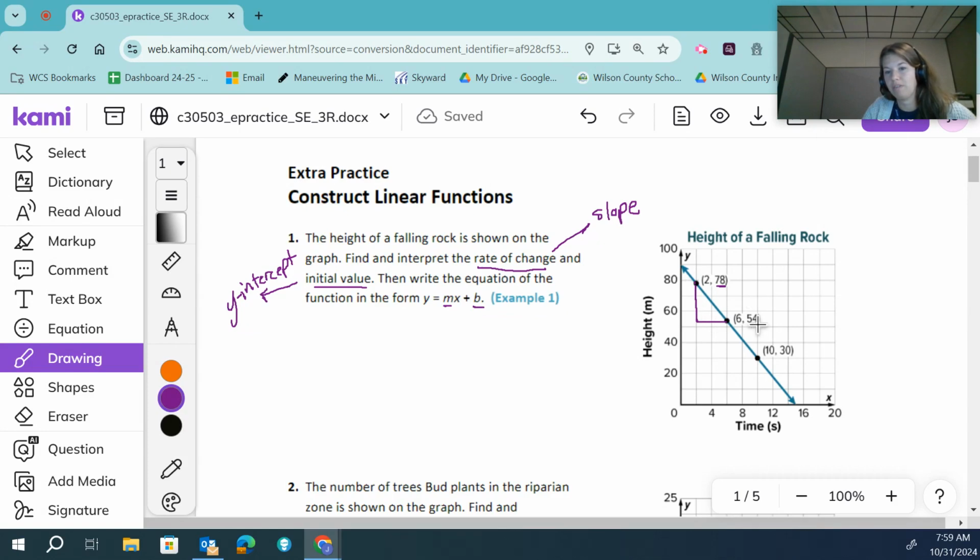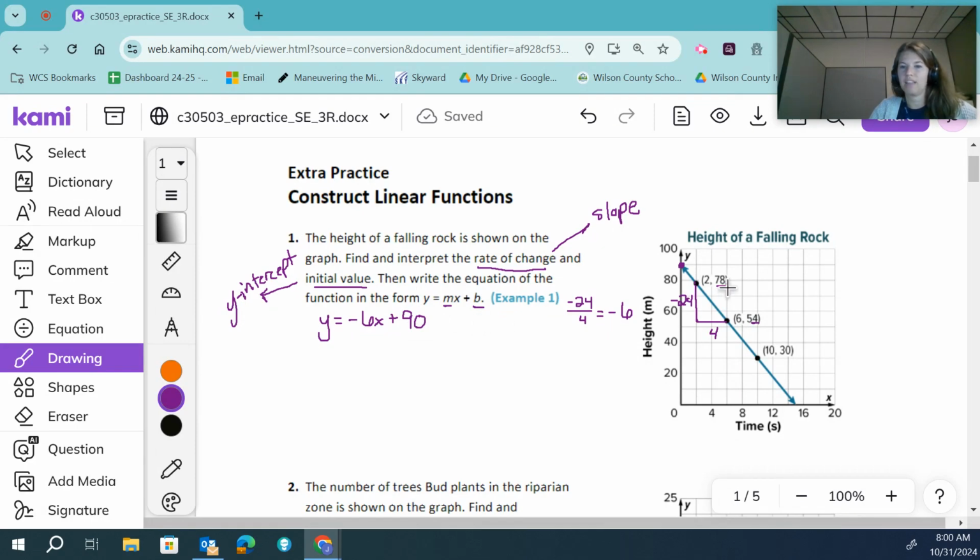So my change in y from 78 down to 54 is going to be negative 24 because this is a negative slope. And from 2 to 6 is increasing, so that is a positive 4. So my slope is going to be negative 24 over 4, which simplifies to negative 6. So my equation is y equals negative 6x plus, and it looks like my y-intercept is right here at 90.